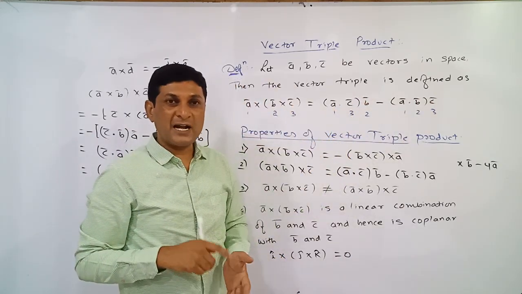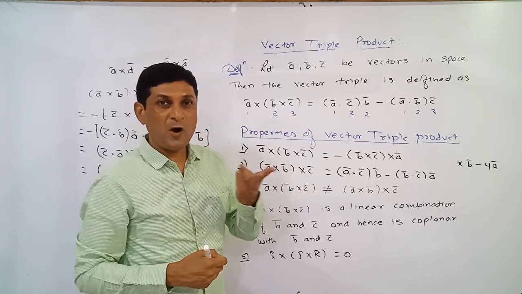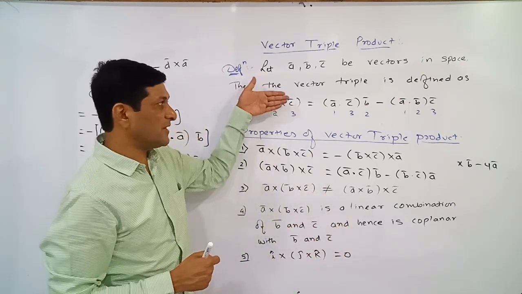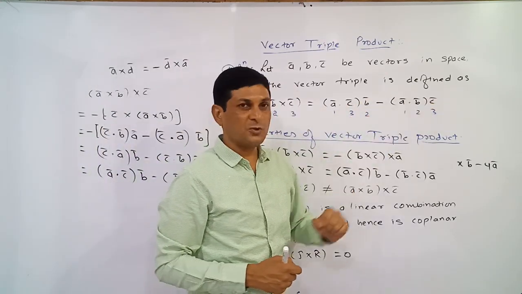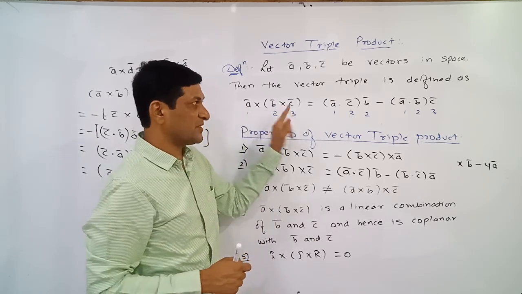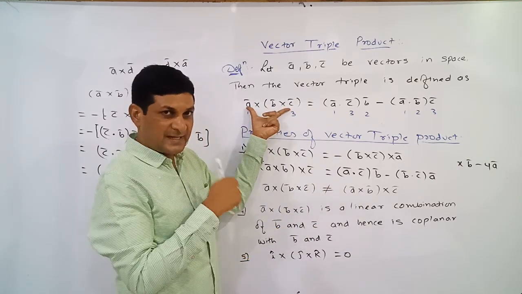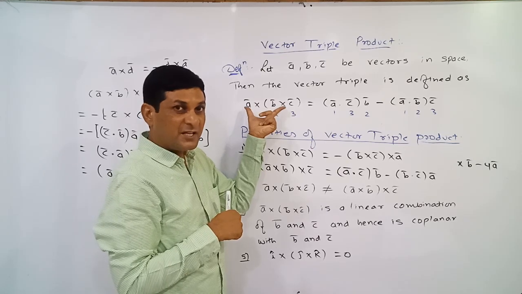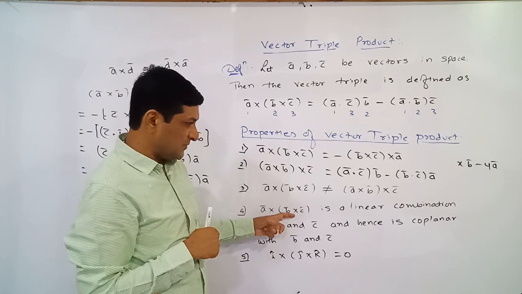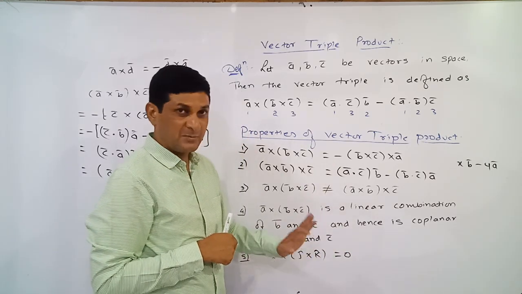Then again we have seen that if one vector is expressed by a linear combination of the other two vectors, at that time the three vectors are coplanar. That is the condition of coplanarity, which we have studied in linear combination. This is the first vector, this is the second vector, and this is the third vector. So we can say that this new vector which you get after taking the vector triple product is coplanar with B bar and C bar. That's why we have written that this vector is expressed as a linear combination of B bar and C bar, and hence is coplanar with B bar and C bar.